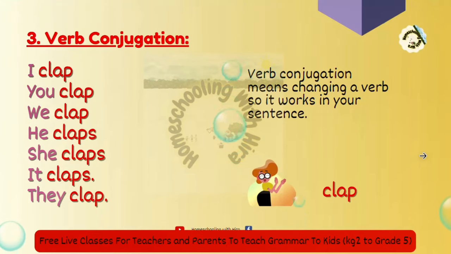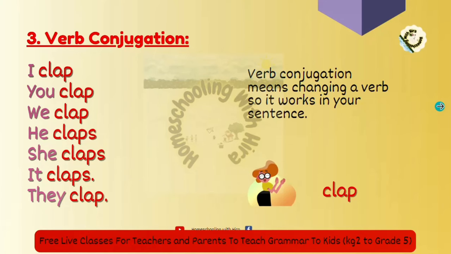Next activity is, this is something very important, verb conjugation. If you are done with your pronouns, and you should have done with pronouns when you are teaching verbs, tell them to do verb conjugation and the one who does it fast will win. I clap, you clap, we clap, he claps, she claps, it claps, they clap. This is something a little tricky for non-native speakers because we need to shift from clap to claps, then claps to clap, right? With third person singular, we add s to the base verb and it goes like this. I clap, you clap, we clap, he claps, she claps, it claps, they clap, right?